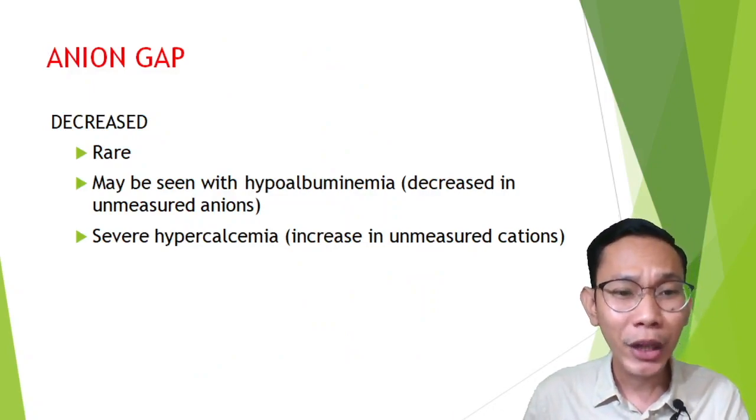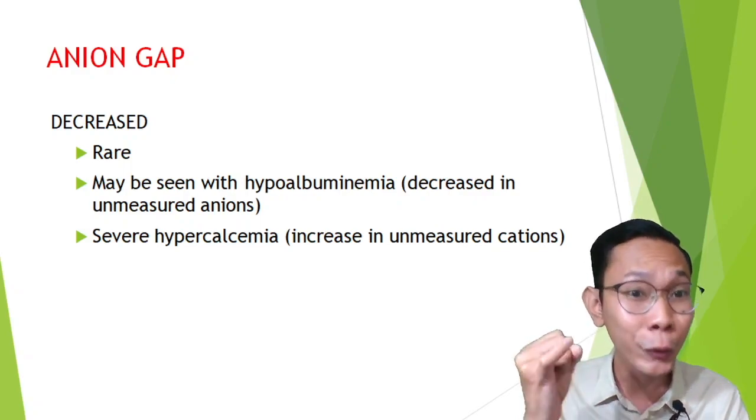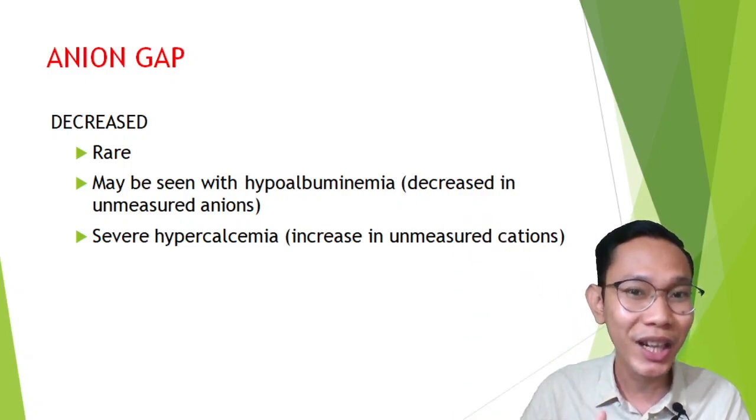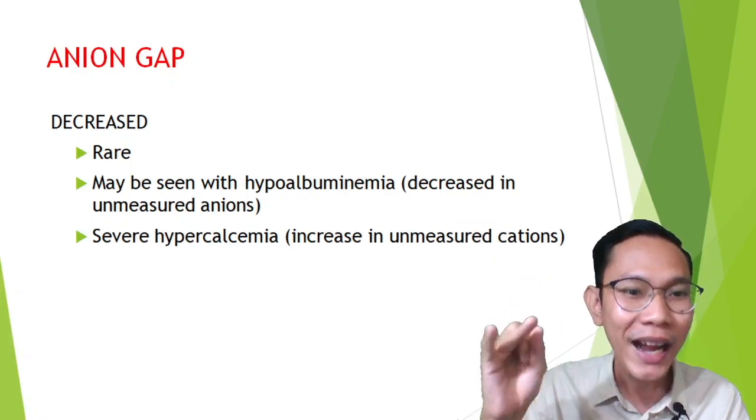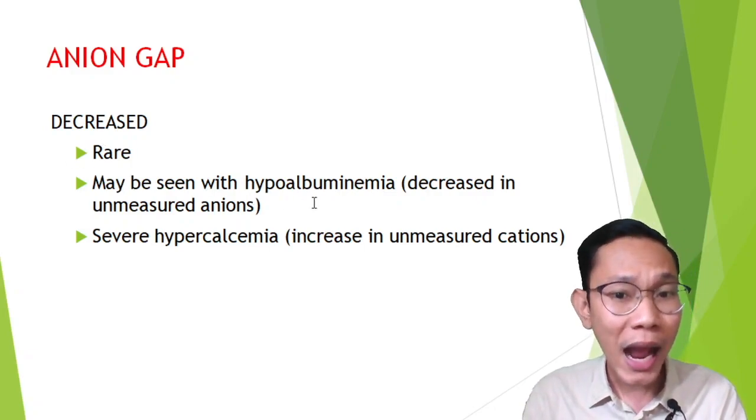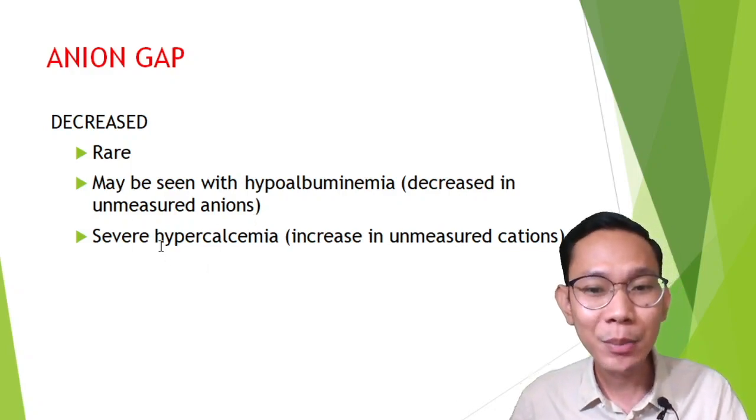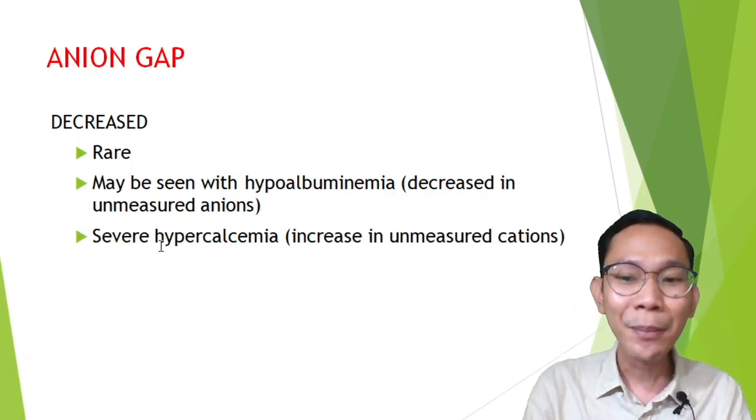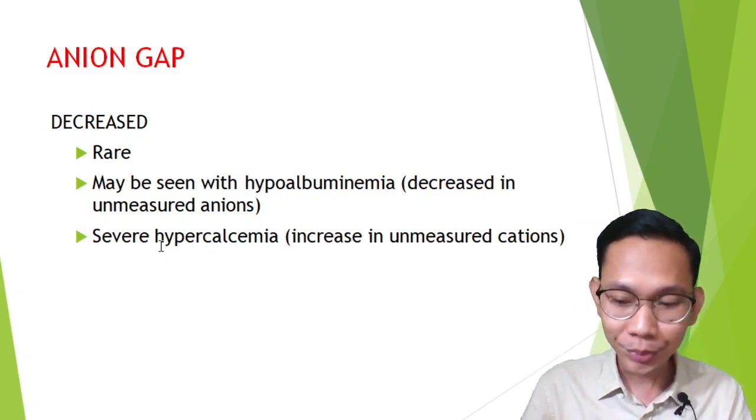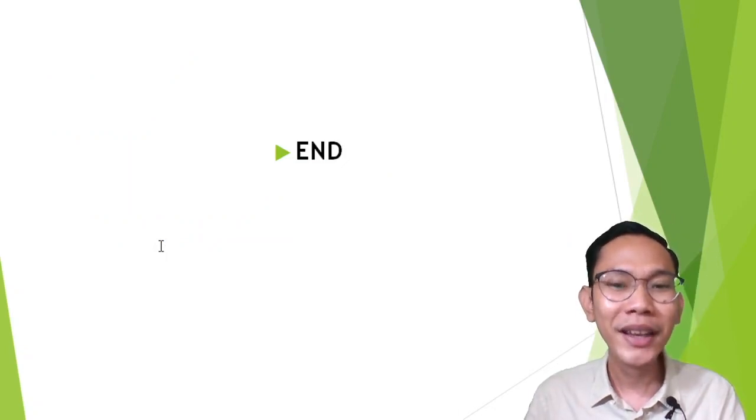Anion gap can also be decreased. However, it is rare, unlike normal and high. There are more differential diagnoses for a normal or high anion gap, but a low anion gap is very rare. We don't see it very often. We only see it with hypoalbuminemia, a decrease in unmeasured anions, or severe hypercalcemia or an increase in unmeasured cations. So, guys, that ends our discussion. God bless you everyone and good luck.